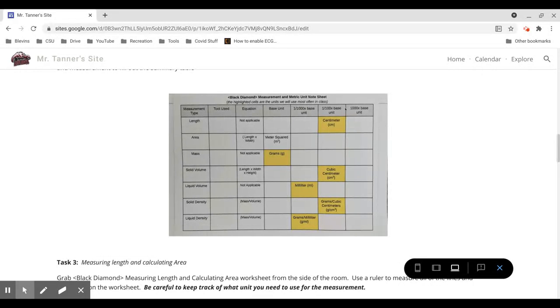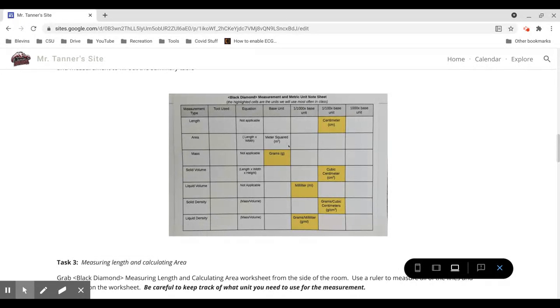And then it talks about these base units. 1 divided by 1,000 is always milli, so this would be millimeter, millimeter squared, milligram, millimeter cubed, milliliter. Milliliter are grams per millimeter, grams per milliliter. And then you keep going through with centi and kilo for each base unit.